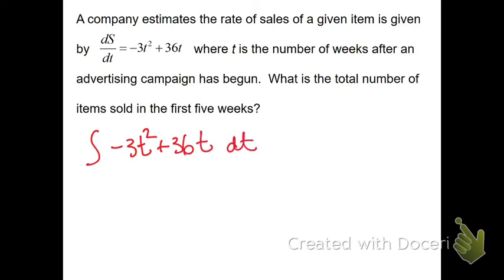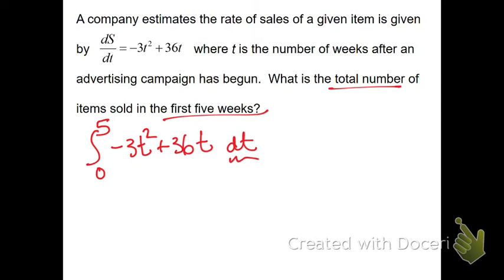Okay, dt is a technicality. You don't get marked off if you don't write that on the AP exam. They want to know what is the total in the first 5 weeks. So we are going to integrate this from 0 to 5. Okay, that's the part I need you to get used to. That's the whole point of this whole second semester.